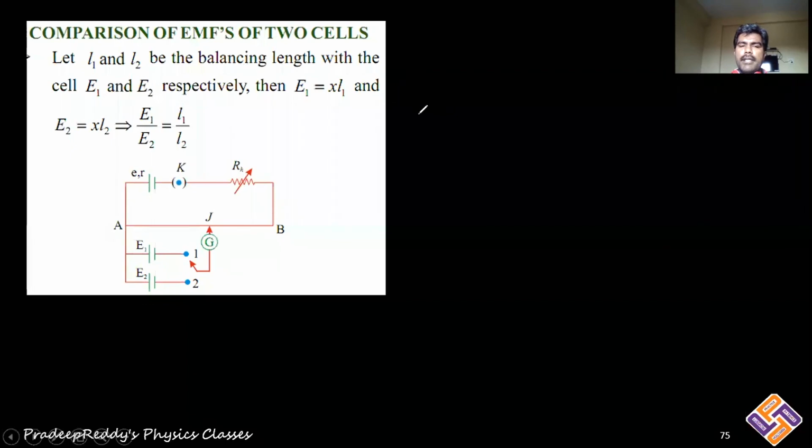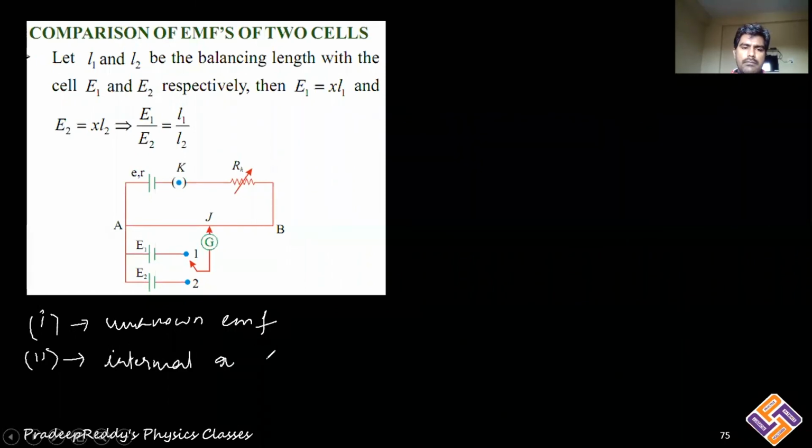Yeah, this is the second application of potentiometer. In the first application, we have found unknown EMF. In the second application, we have found internal resistance. And in the third application, we are comparing EMF of the cells.